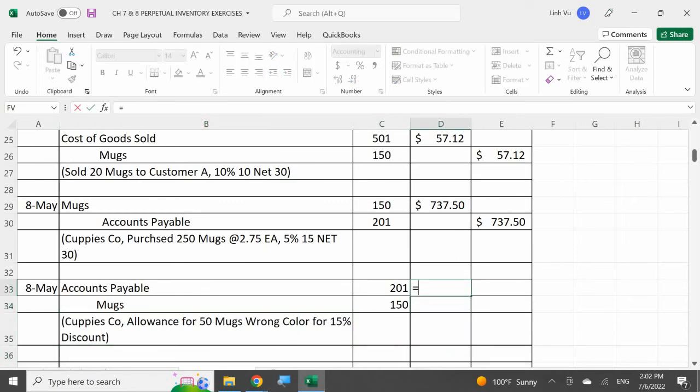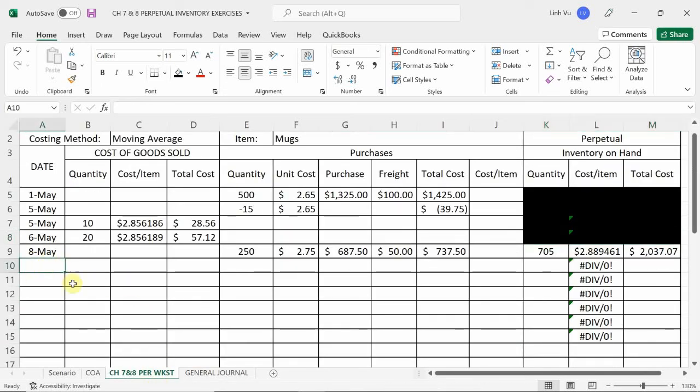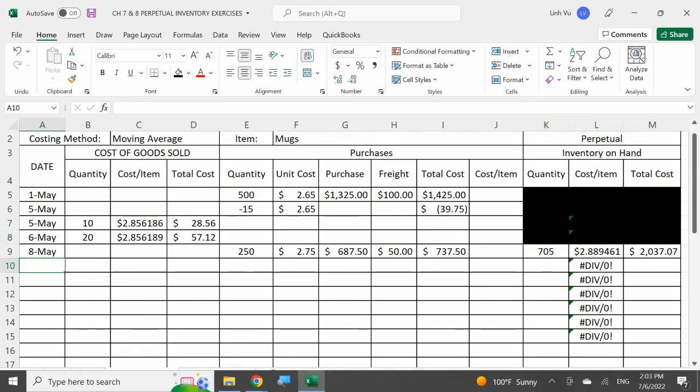What we're going to do here is calculate what the 50 mugs were at the original price of $2.75. That was this batch that we just purchased. And we're going to figure out what 15% of that is, and that's going to give me $20.63. Did you get that number? Yes. Okay, $20.63. So I need to go into my inventory and adjust that because those 50 mugs that I purchased are paid at a discounted price, and I originally recorded them at full price.